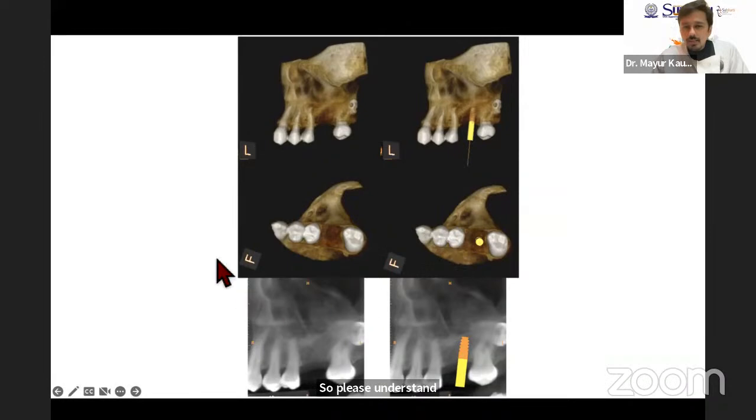This 3D reconstructed image is basically for patient motivation. Once you have to convince the next patient to get a CBCT image, you have to show the 3D reconstructed image of the previous patient to this person, saying that this is the advantage of getting a CBCT, that even without raising a flap, you are aware of where your vital structures are, how much bone you have, and whether or not an implant can be placed safely. Please understand the word safely. Implant or any dental surgery is safety first.